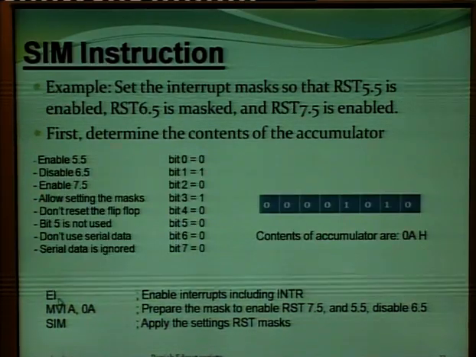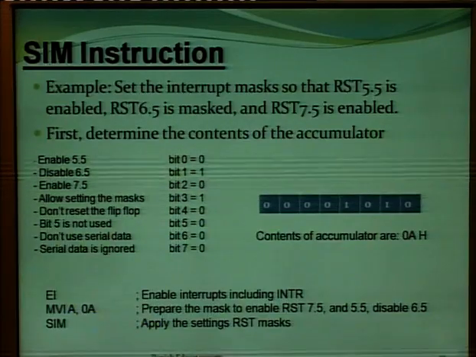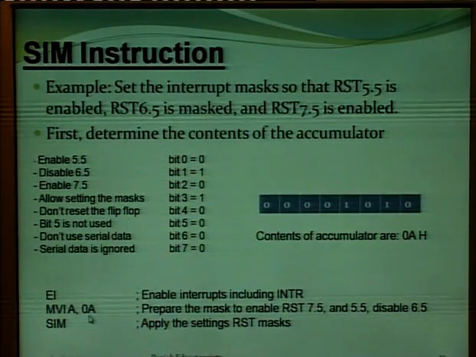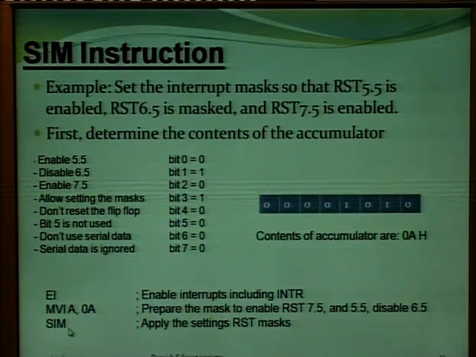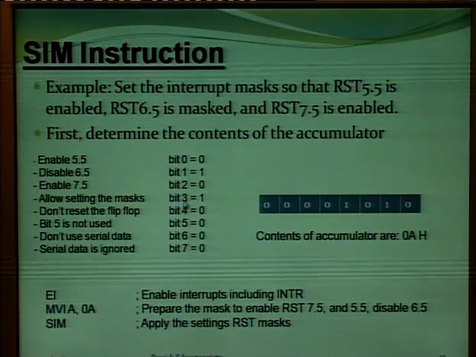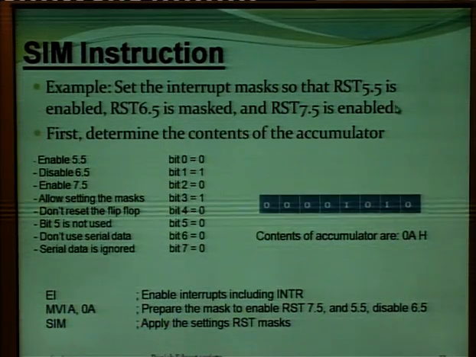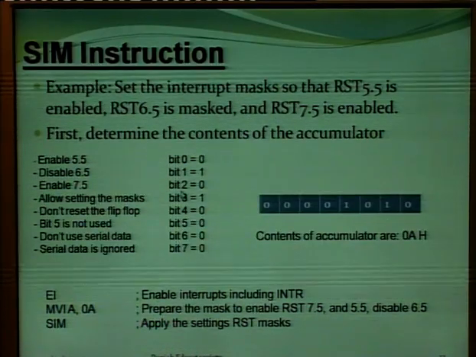EI means enable interrupts. So, first of all the interrupts are enabled. Then MVI A, 0A, 0A is moved to the accumulator, then SIM. After doing SIM, this bit pattern is applied to the interrupt system. So, automatically 5.5 and 7.5 interrupts are enabled whereas RST 6.5 is masked.